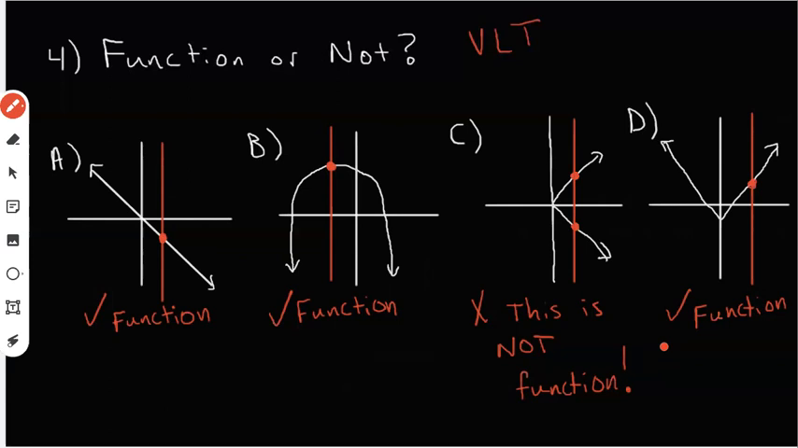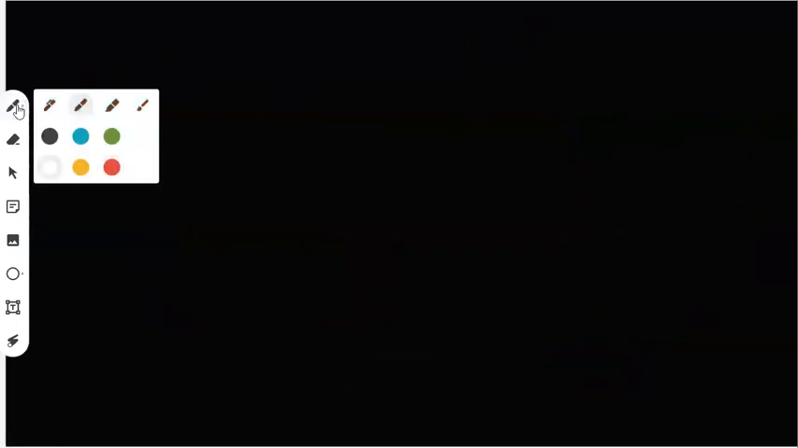All right. Now, the next type of questions that you're going to see on the test are going to be questions about domain and range. So I want to get to those next. We're going to do number 8 and number 9 on the test. So let's go ahead and look at those. Okay. Let me change on back to white, and we're going to do number 8.